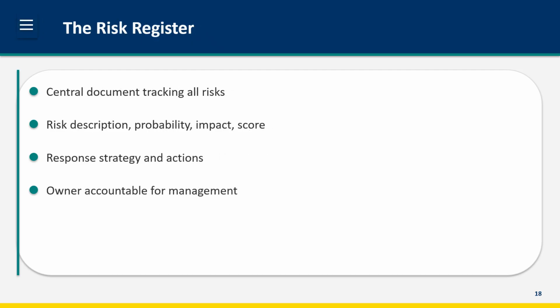The risk register is your central document for tracking all project risks. For each risk, it captures the description, the probability and impact ratings, and the resulting risk score. It documents the response strategy and specific actions planned. And critically, it names an owner who is accountable for managing that risk. Without ownership, risks become orphans that no one manages.